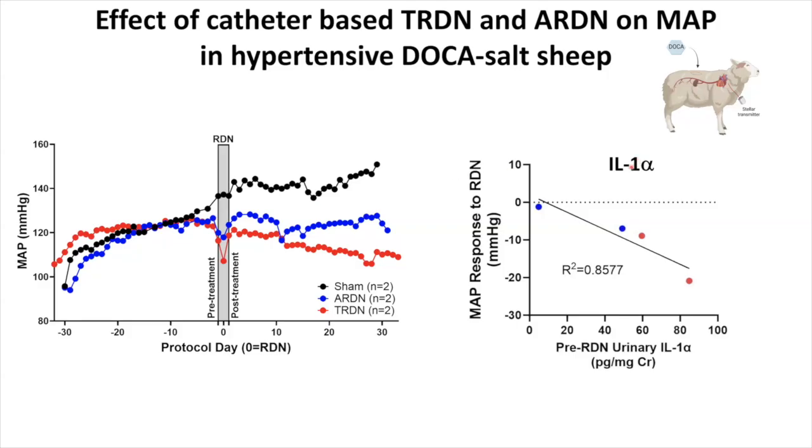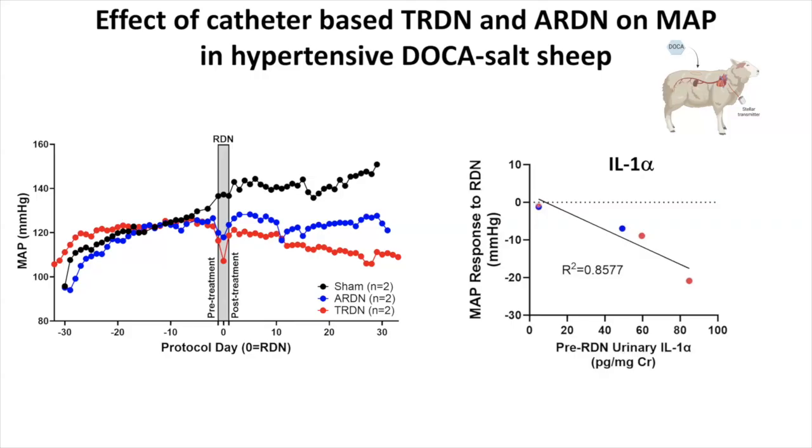This is IL-1 alpha right before the procedure. Now, when you do total renal denervation, you are taking out afferent nerves. And when you do afferent denervation, you're taking out afferent nerves. So I've plotted all 4 of these sheep because they all do get an afferent renal denervation. And the idea is the inflammatory cytokine is driving those nerves. So the level in the urine will predict the response to denervation. And in fact, this is a really tight correlation here.